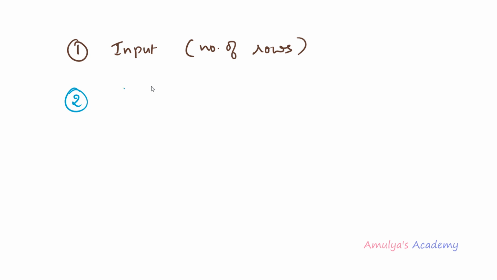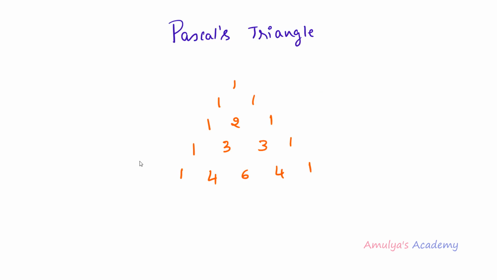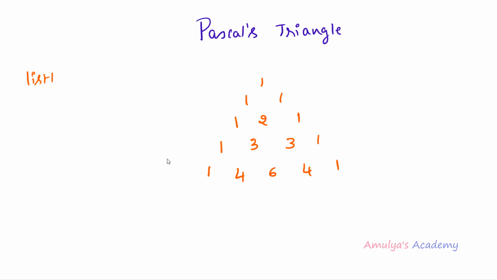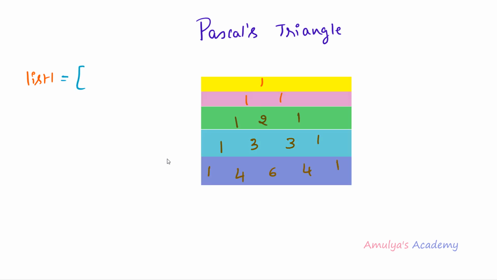So first we'll take a list. That is, we'll take a nested list and store the numbers of the pattern in it. At first, instead of trying to print these numbers in this shape, we will see how to get these numbers. So for that we'll take a list. For example, I'll take the list name as list1. This will be a nested list and each row will be an inner list of this nested list. That is, we'll take values like this, 1. This is row 1, right?